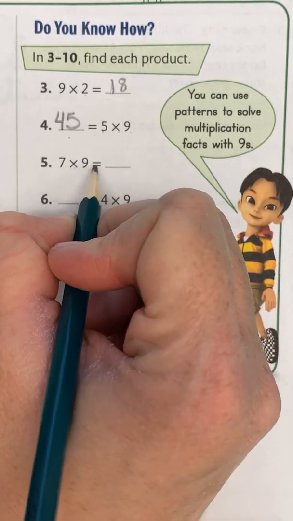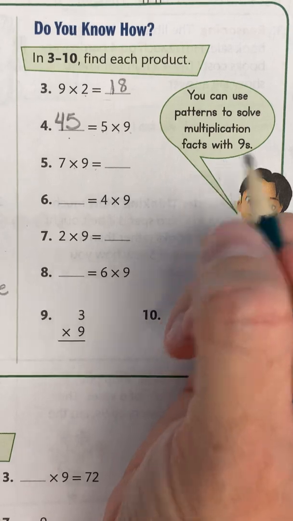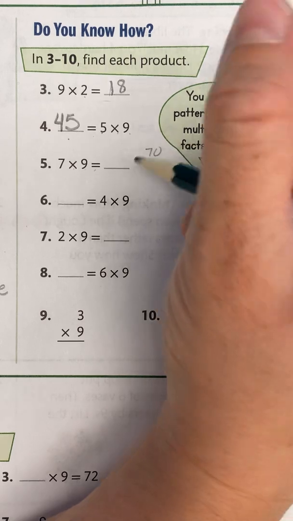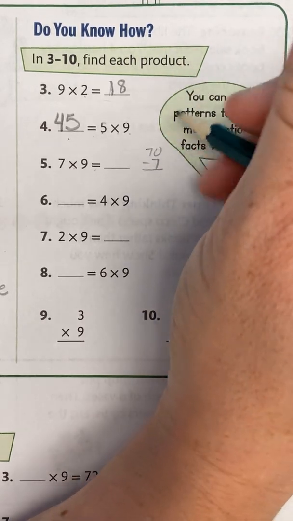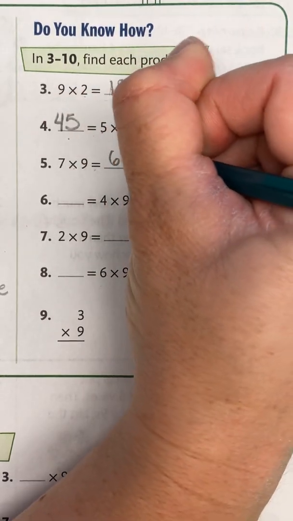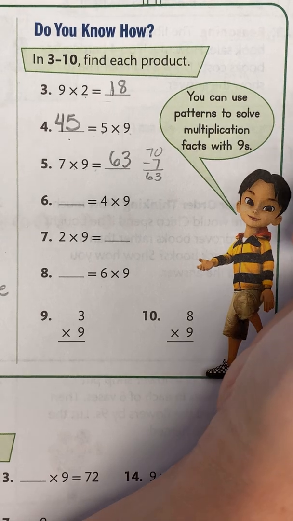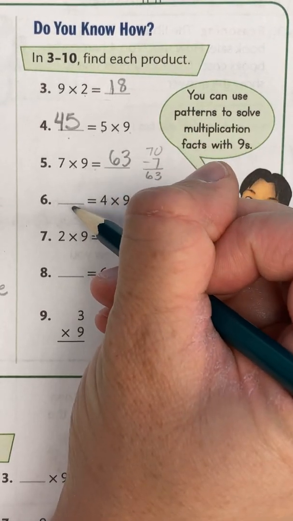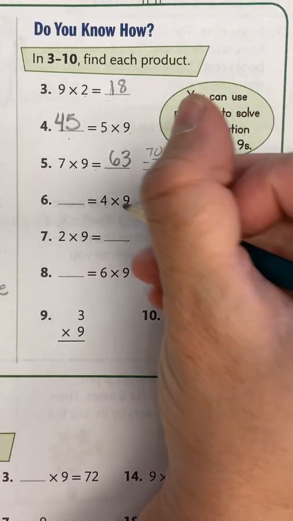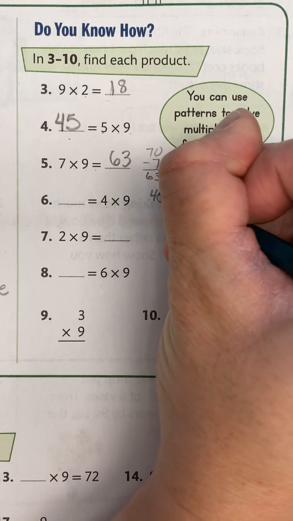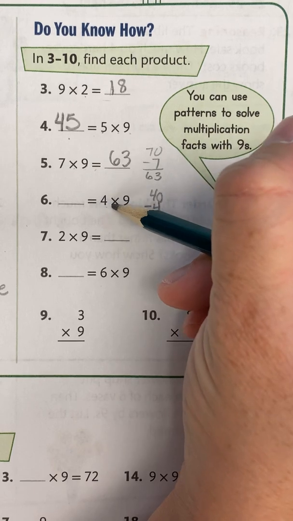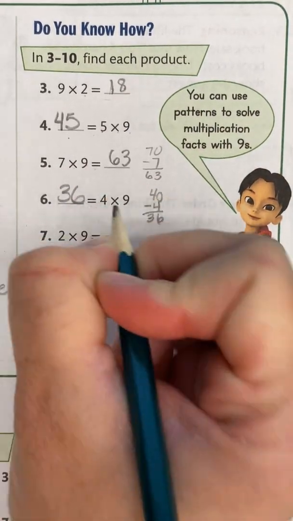7 times 9 equals what? Well, I know that 7 times 10 is 70. Minus 7 equals 63. So 7 times 9 equals 63. Again, they have it in reverse here. It just still means the same thing. So 4 times 9 equals what number? Well, I know that 4 times 10 is 40. Minus 4, 36. So 4 times 9 equals 36.